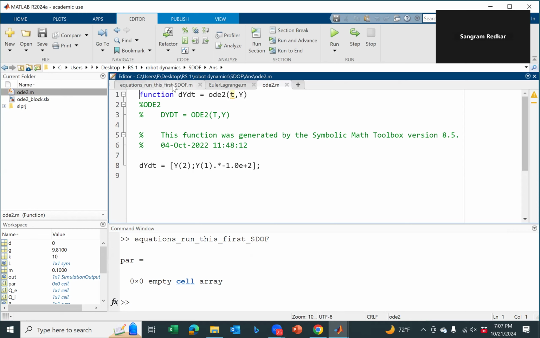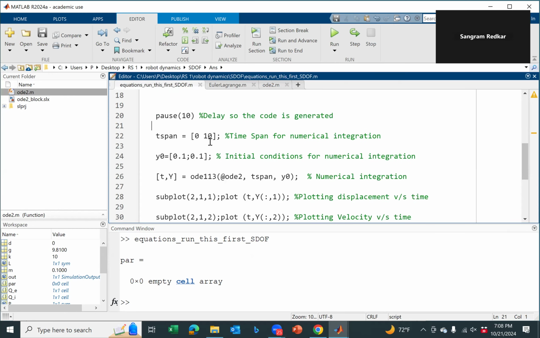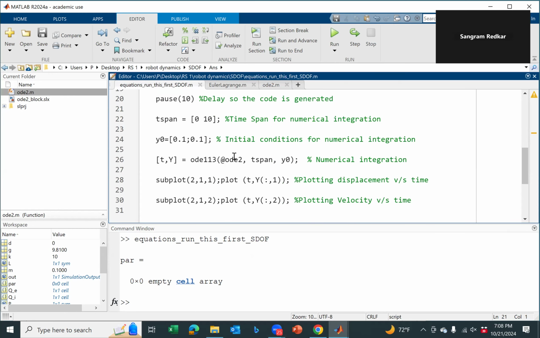So basically, if you look at this code, you are creating this function ODE2, and then you are actually plotting subplots. You are getting the displacement, and you are getting the velocity.